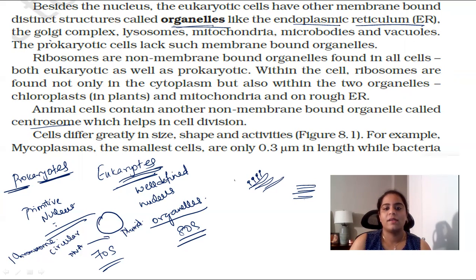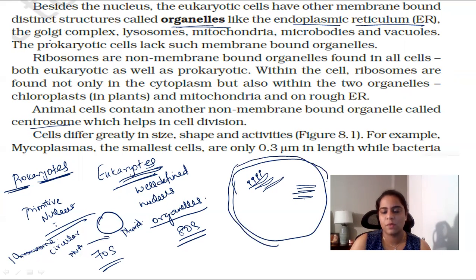Okay. And inside the cell there are all these things, and the covering of the cell is called the plasma membrane, which monitors what comes in and what goes out. So who is behind this? That is the plasma membrane. And then you have rough endoplasmic reticulum and smooth endoplasmic reticulum. And what do ribosomes do? They help in protein synthesis.